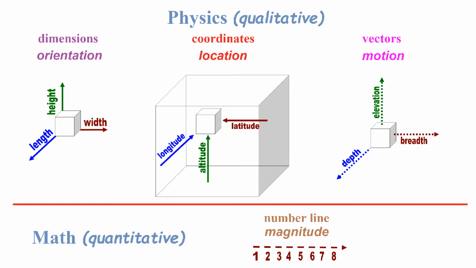Math uses none of those because they are not interested in qualitative stuff. All that math uses are number lines. What is a number line? It has magnitude and no direction or perpendicularity. Physics only deals with the orthogonality part, which is the perpendicularity and direction. Math and physics will never meet. One has nothing to do with the other, okay?